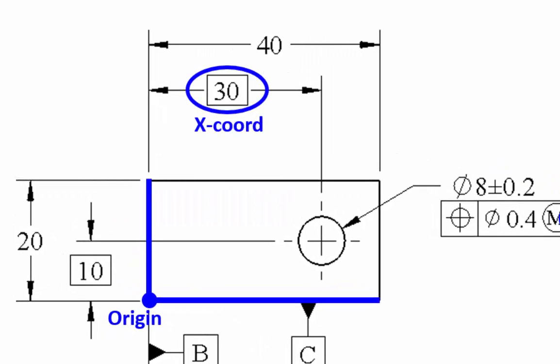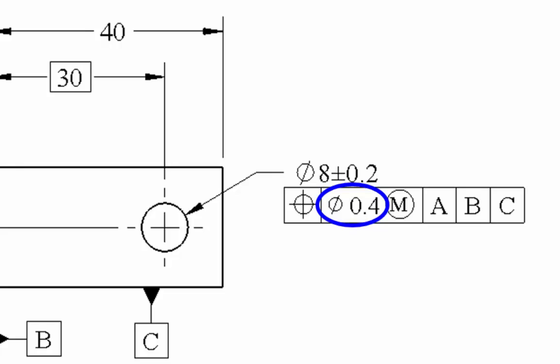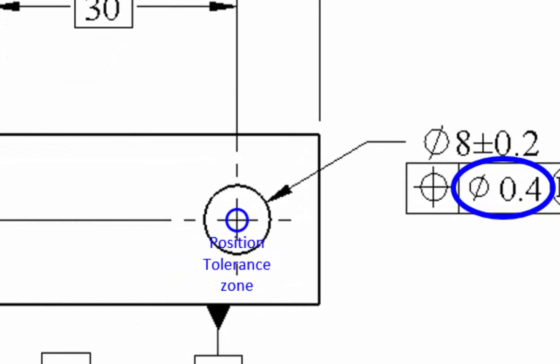This is a basic dimension, which specifies the theoretical exact x-coordinate of the hole, and this is a basic dimension, which specifies the theoretical exact y-coordinate of the hole. This is the tolerance value, and notice that a diameter symbol has been included, indicating that the center axis of the hole should fall within this cylindrical tolerance zone, which is 0.4 millimeters in diameter.